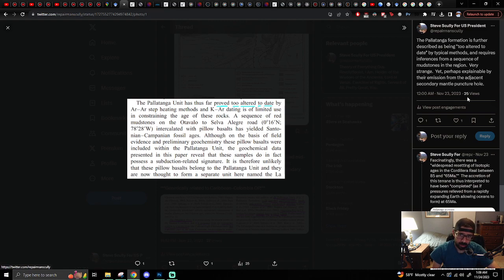This I found really interesting. The Palatanga formation is further described as being too altered to date by typical methods and requires inferences from a sequence of red mudstones in the region, blah, blah, blah, yielded these dates, since although on the basis of field evidence and preliminary geochemistry, these pillow basalts were included within the Palatanga unit, the geochemical data presented in this paper reveal that these samples do in fact possess a subduction-related signature. It is therefore unlikely that these pillow basalts belong to the Palatanga unit.